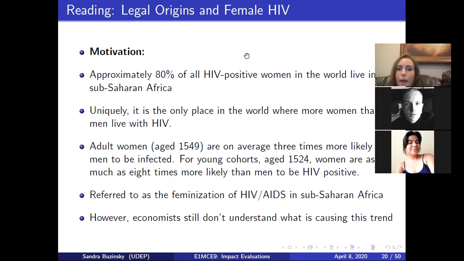So, looking at the motivation, approximately 80% of all women that are positive for HIV live in sub-Saharan Africa. So that's crazy. For 80% of all women in the world that are positive with HIV to be in sub-Saharan Africa, you can see it's a problem in this area. Also, interestingly, sub-Saharan Africa is the only place in the world where more women than men have HIV.